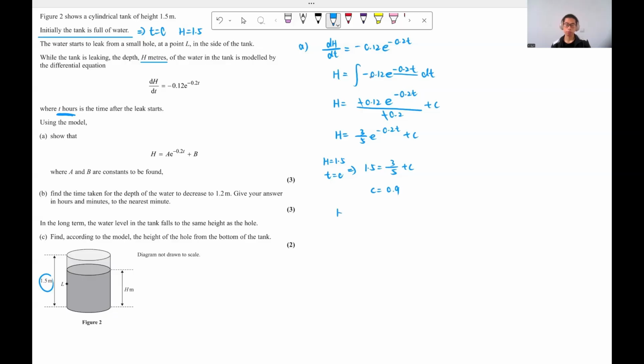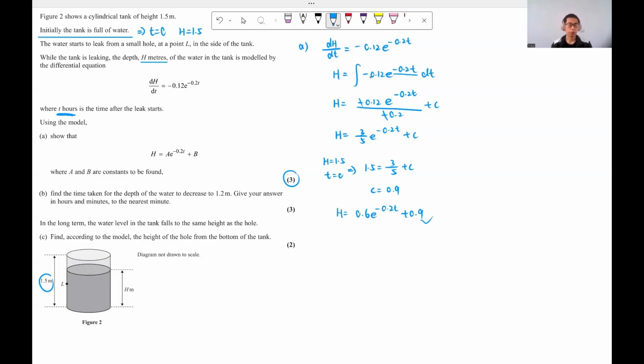So then h equal to 3/5, which is 0.6. Let me just change it all into decimal. So 0.6 e to the power negative 0.2 t, and then plus c, which is 0.9. Then that'll be the final answer for part A. It's only 3 marks.